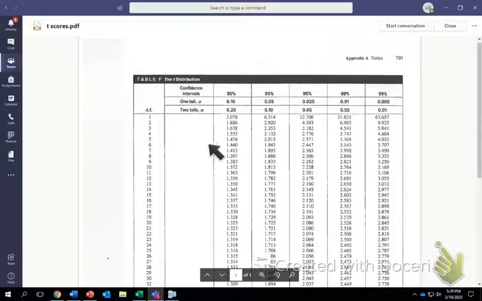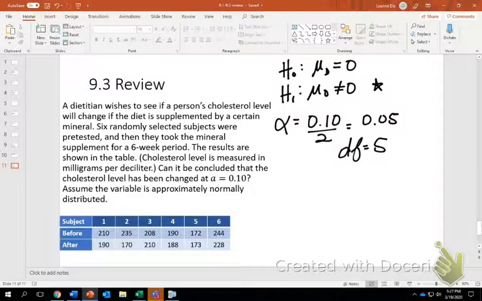All right, we are coming over to when our 2 tails equals 0.1, which is not this one, but the next one, 2.015. Since it's a 2-tail, it's going to be positive or negative, so I'm going to go back to my screen and write that. My critical values are going to equal positive and negative 2.015.